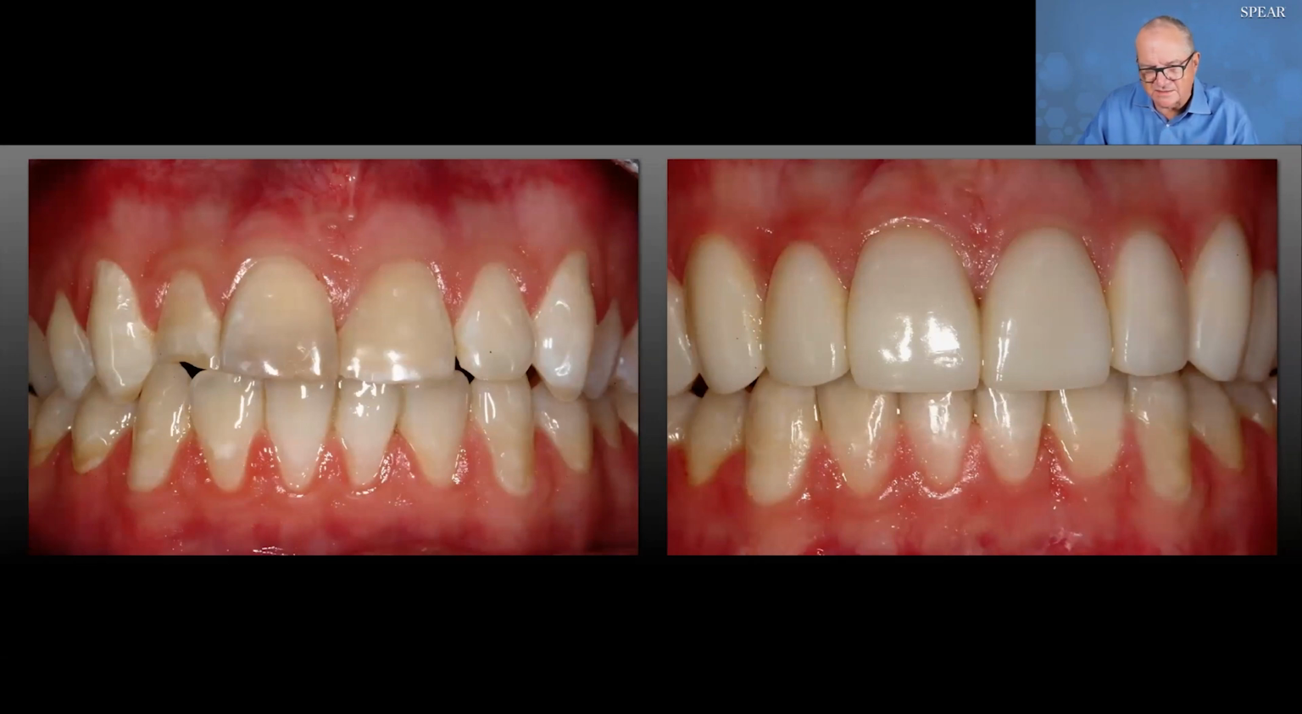And so this case, which looks like a really complex case when you first look at it and you're walking around with models in your hands, is a simple case once the tooth position is corrected. So there's the provisionals, there's the final result.